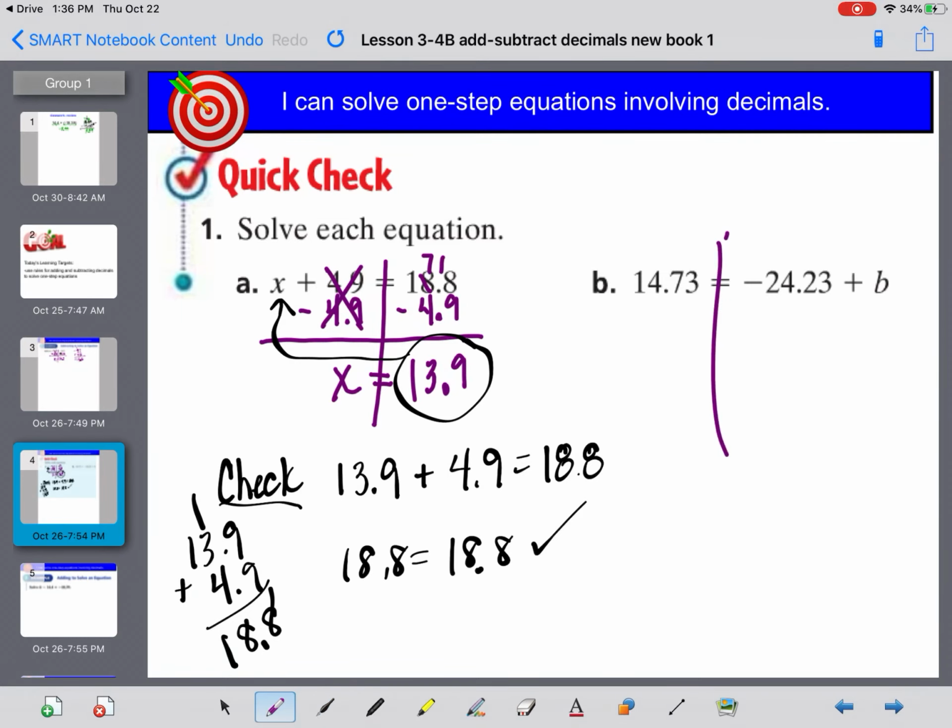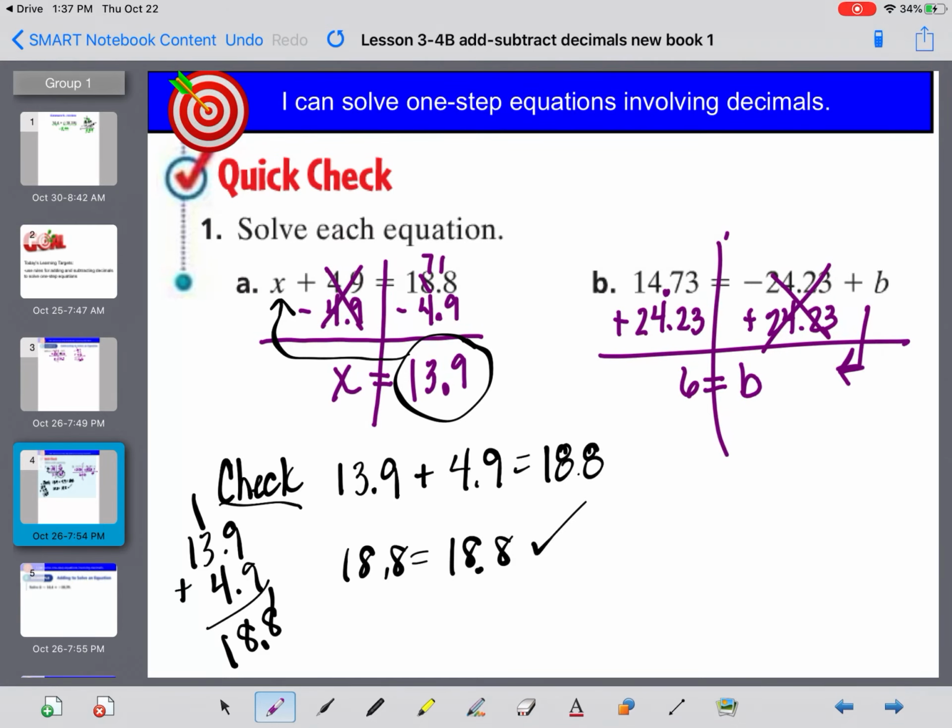All right, the next one. To make this one equal to 0, I need to add 24 23/100. Some of you like to subtract -24 23/100 to show, but that's really the same. Subtracting a negative and adding are really the same thing. So either way that you look at it or think about it, that's fine.